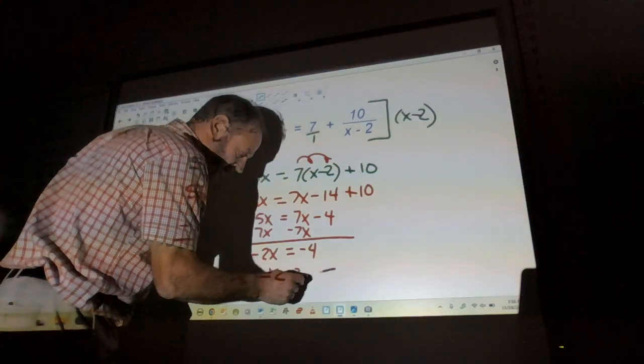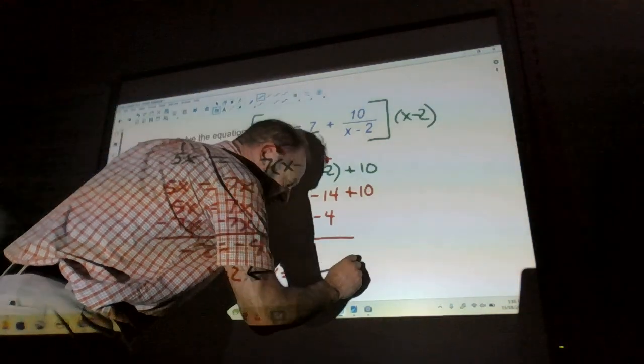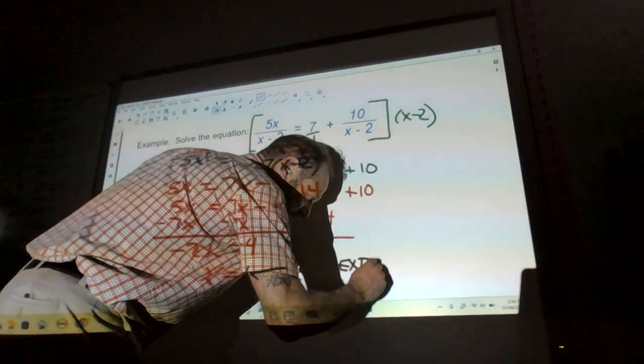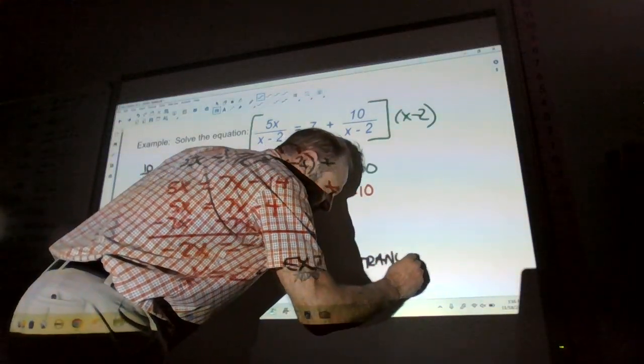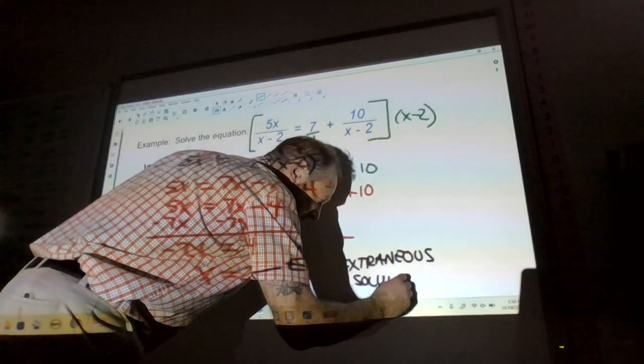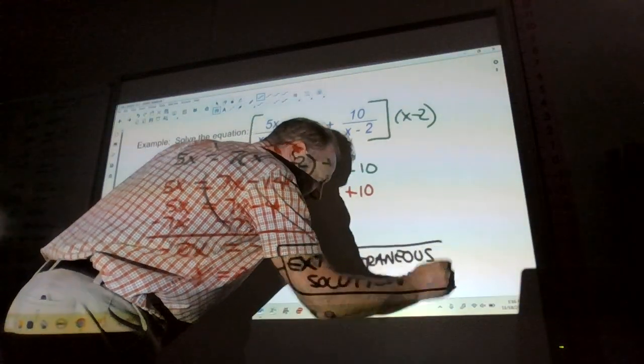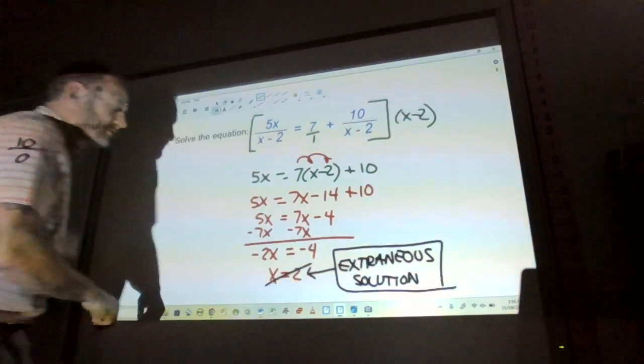This answer, even though it's an answer and we did all the math right, it's called extraneous. It's an extraneous solution. It comes out as an answer, but it's not really an answer. So, no solutions to this one.